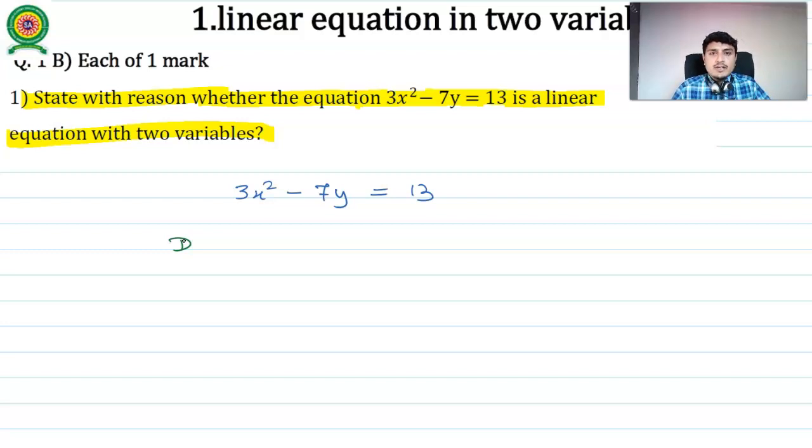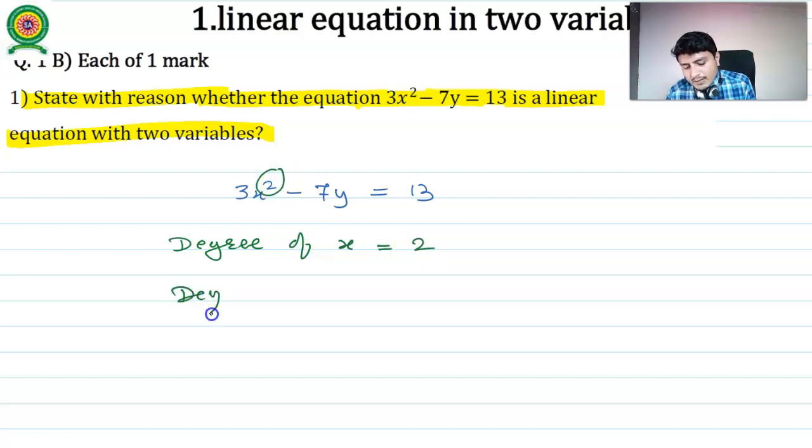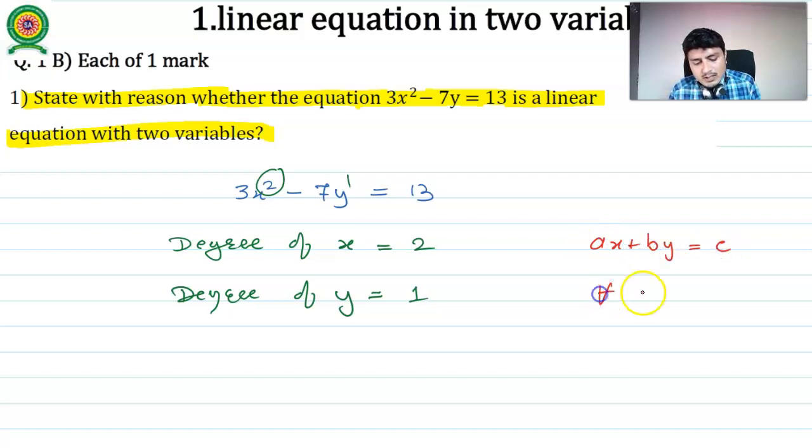Let's take the degree of each variable now. Degree means the highest power of the variable. So the degree of variable x is 2, and the degree of variable y is not given, meaning 1. Since the degree of variable x is 2, it is not a linear equation in two variables. For a linear equation in two variables, we have the general form ax plus by equals c, for all a, b, c belonging to the set of real numbers, a not equal to 0 and b not equal to 0.